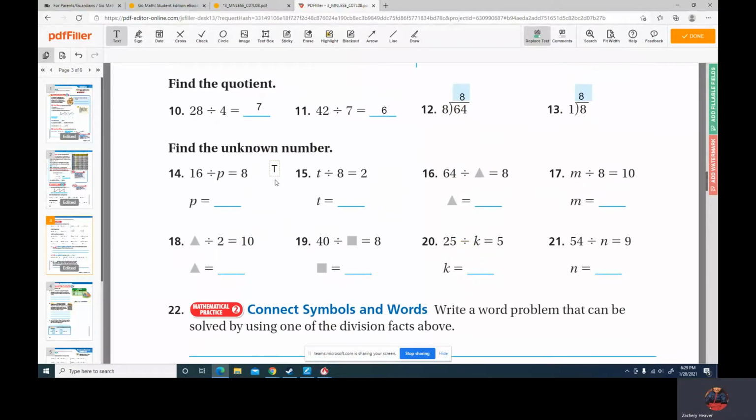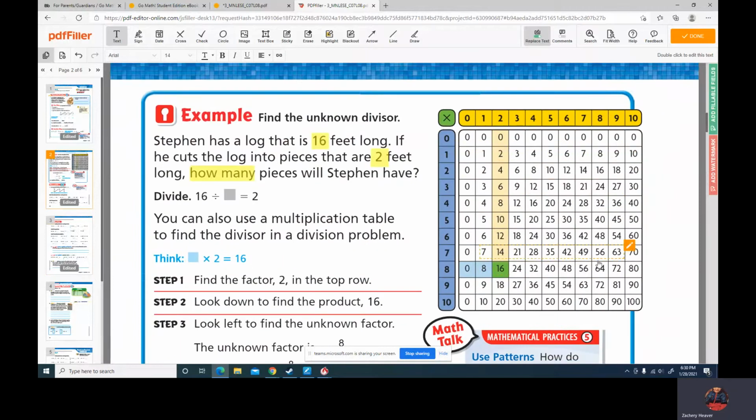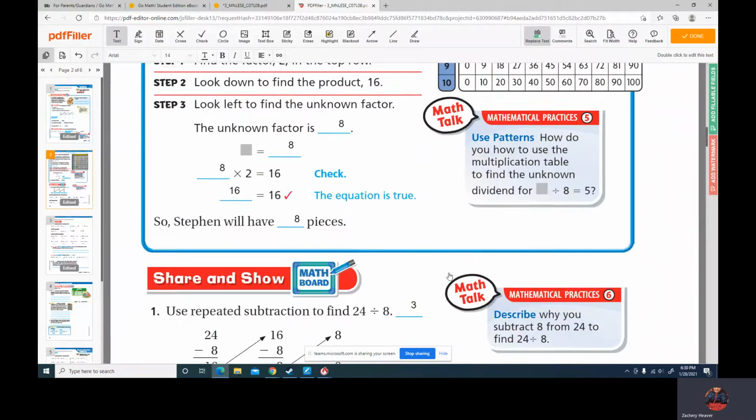We got to find the missing variable, which means what number will fit. So 16 divided by what equals 8 is basically saying 8 times what equals 16. We know that's 2. What divided by 8 equals 2? 2 times 8 equals what? Well, we know that's 16. We're working backwards now. 64 divided by what equals 8? 8 times what equals 64? Go up here. 8 times, go down, find 64. 8.